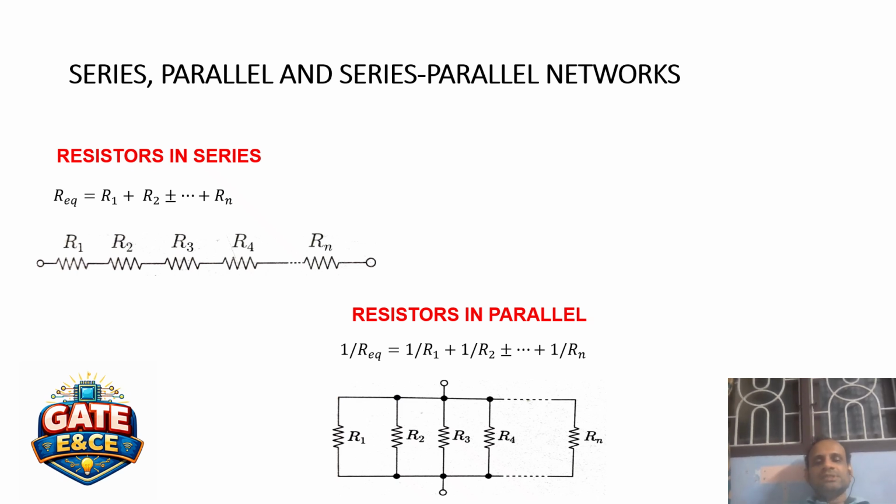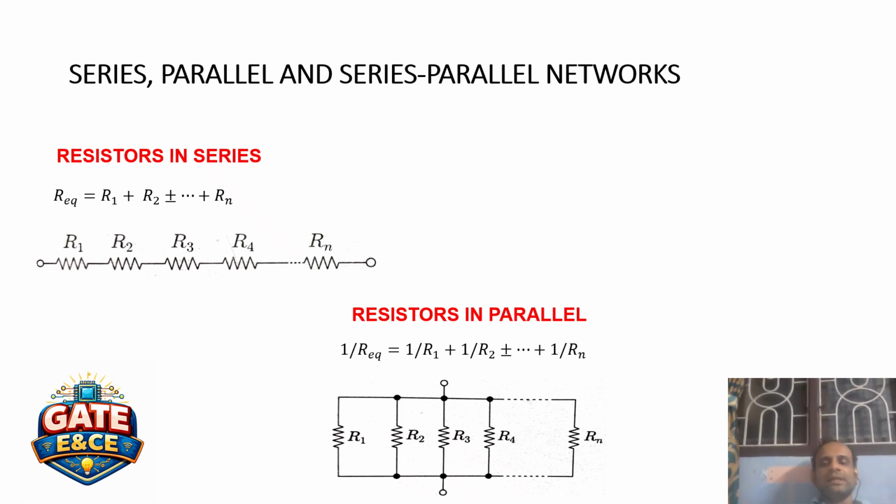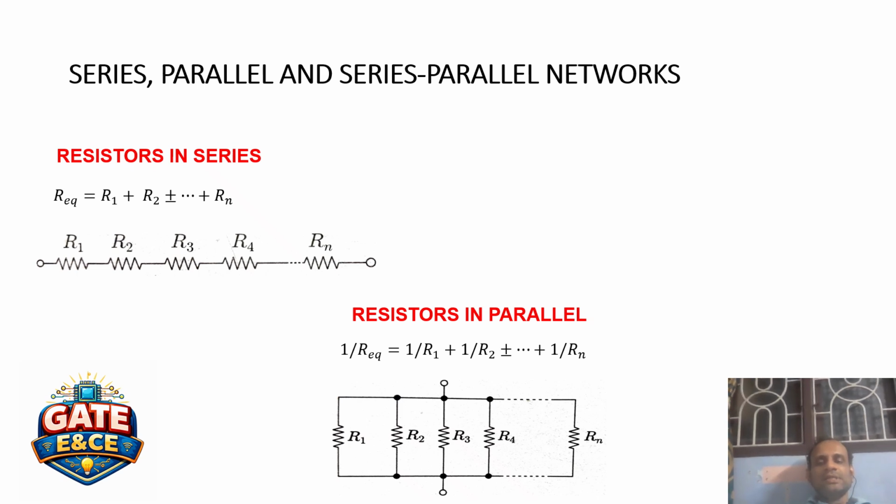Moving on, resistances in parallel. If R1, R2, R3, R4, so on up till Rn are n resistances connected in parallel, that is across each other, then the equivalent resistance R equivalent is given by the expression: 1 by R equivalent is equal to 1 by R1 plus 1 by R2 plus so on up till 1 by Rn.